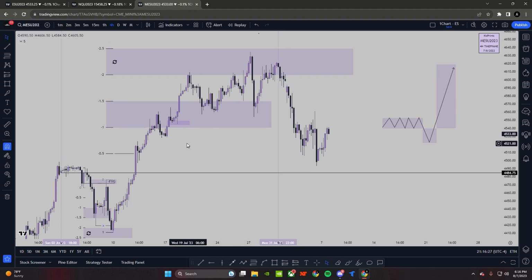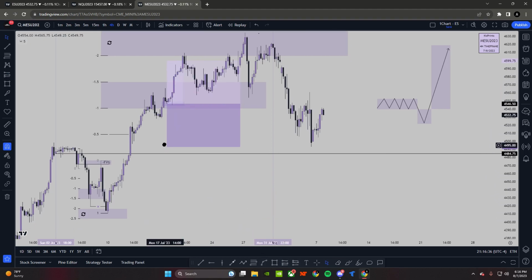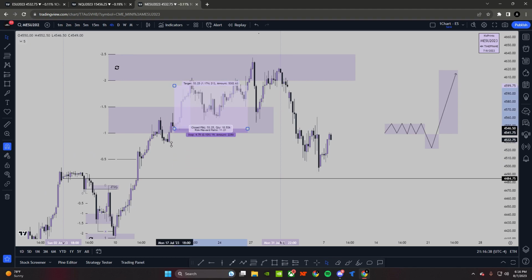Okay, so this is your setup zone, and let's say hypothetically this was on the 5-minute. Pretend this isn't the 4-hour chart. This was on the 5-minute. Let's say you enter off of this BISI here, and let's say your stop is below this swing low here, and your target is the 2 to the 2.5. That would be your play.